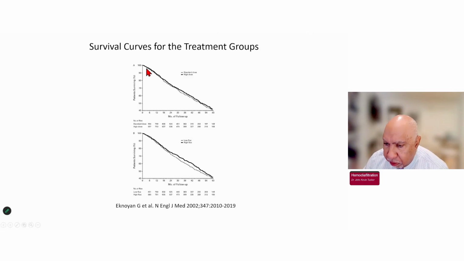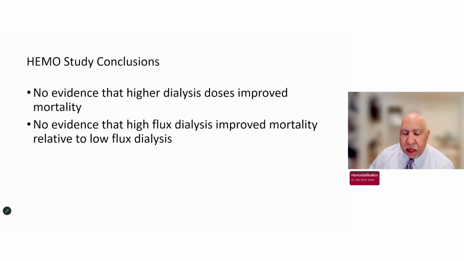The survival curves for the two groups were the same. So you can see that for standard dose and high dose, there was no difference in survival. And you can see that for flux of the dialyzer, there was no difference in survival either. So the conclusion was that there was no evidence that a higher dose of dialysis improved mortality, and there was no evidence that high flux dialysis improved mortality relative to low flux dialysis.